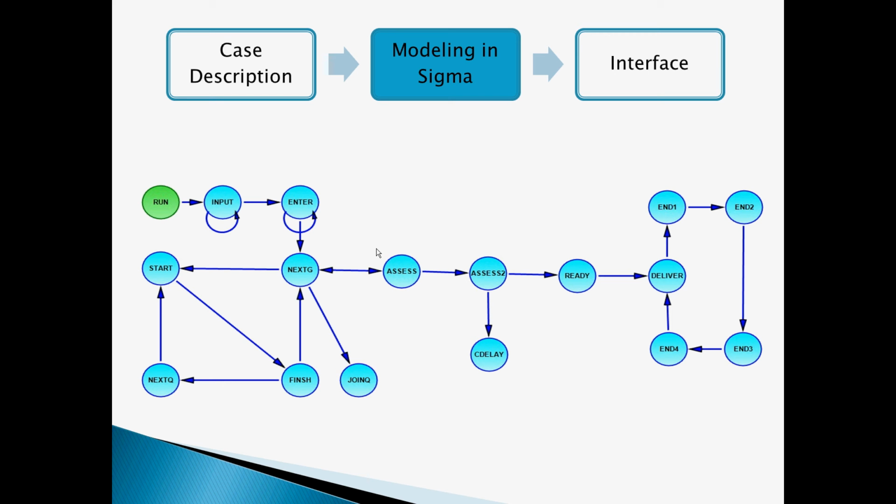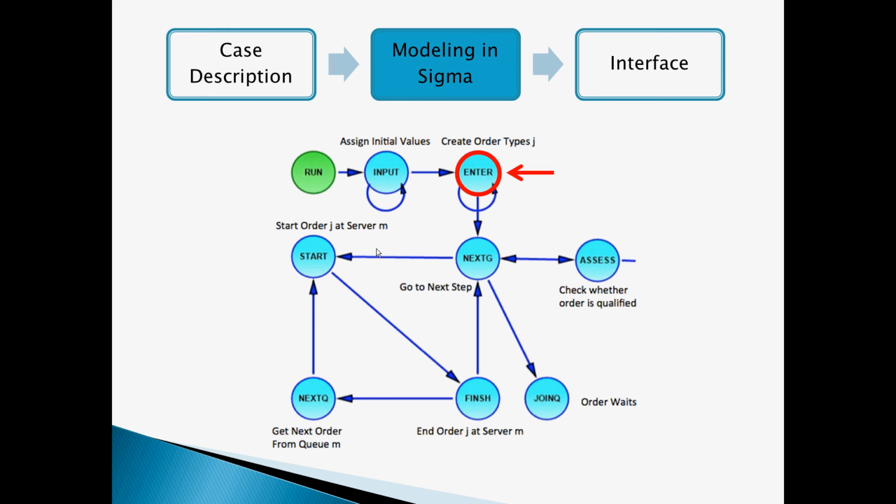Let's go ahead and look into the Sigma model in a bit more detail. At the Enter node, a new customer comes in. A new job is created and subsequently enters the system. Next, we are looking at 2 loops, an inner loop and an outer loop. The inner loop is responsible for the assignment of jobs as well as for the job sequence. The outer loop determines the activity of the various servers inside the system.